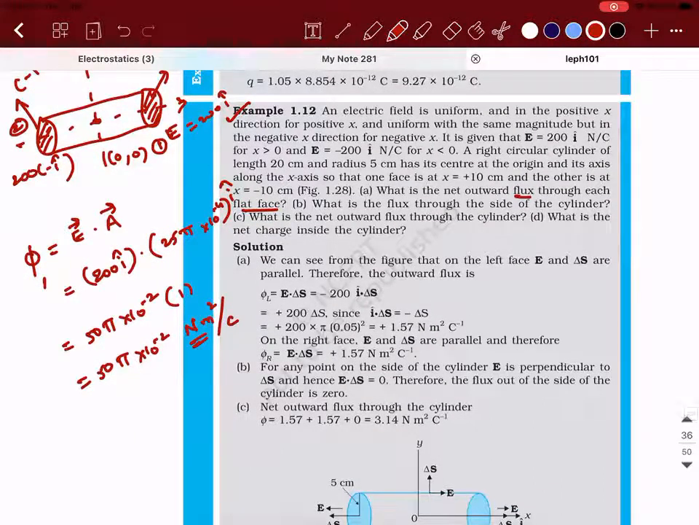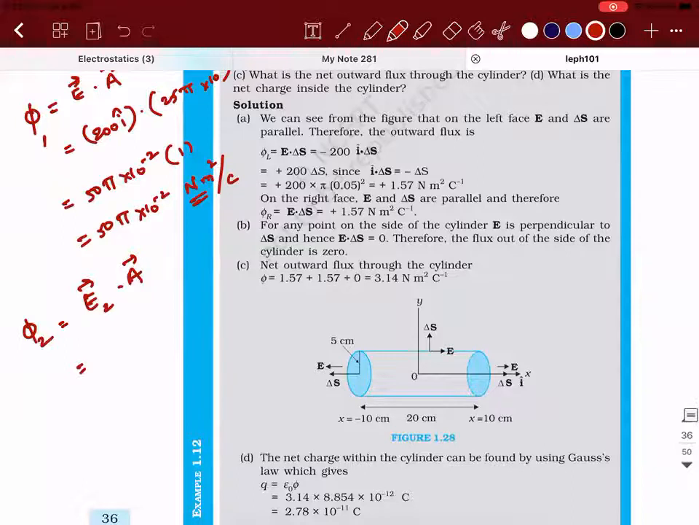It will be same. Why? Because E2 vector and area vector are again in the same direction, and their magnitudes are also same. So what will happen? Minus i cap dot minus i cap will come. Hence the answer will be 1. So 200 minus i cap dot 25 pi into 10 power minus 4 minus i cap. When you multiply these two, 50 pi into 10 power minus 2 Newton meter square per coulomb is going to give you the flux. It's the same thing.